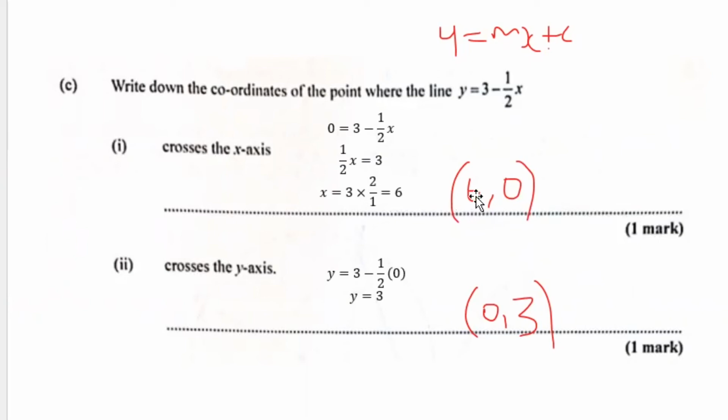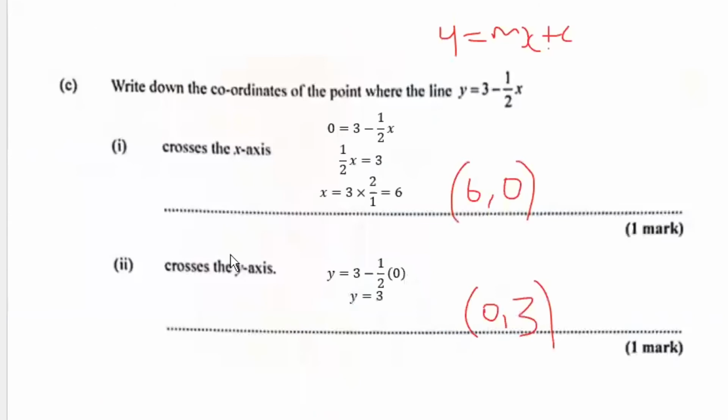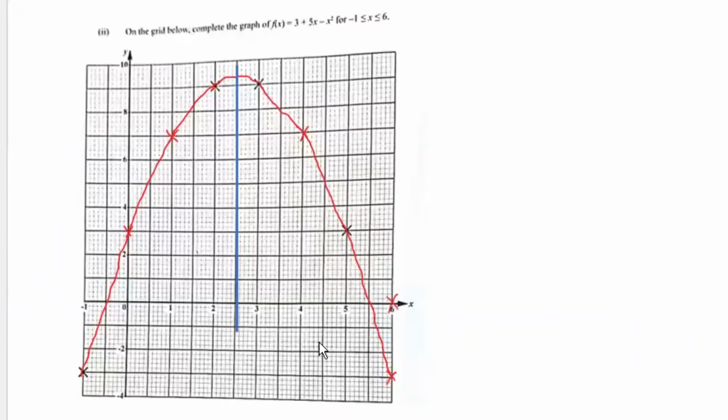So we're using first 6 and 0. Coming back to our graph, 6 from our x-axis, 0 from our y, so it would be right here. And the other one is 0, 3. So it would be 0 from our x-axis, 3 from our y-axis, at this point here, which is already marked. So we're just connecting those 2 points using a straight line.